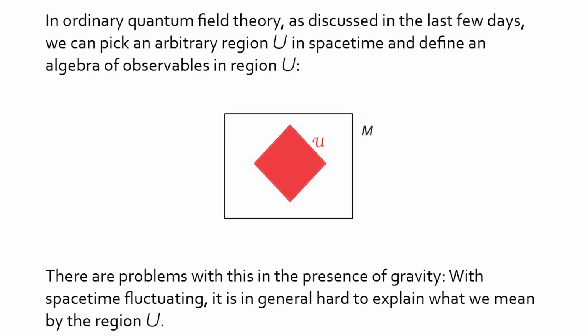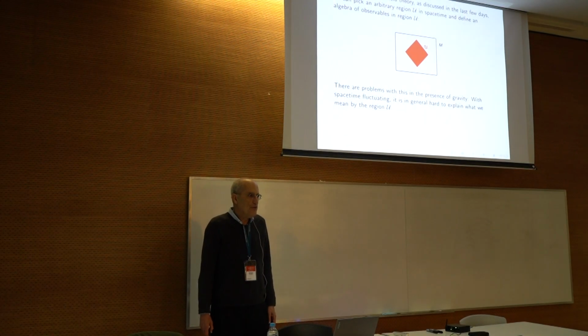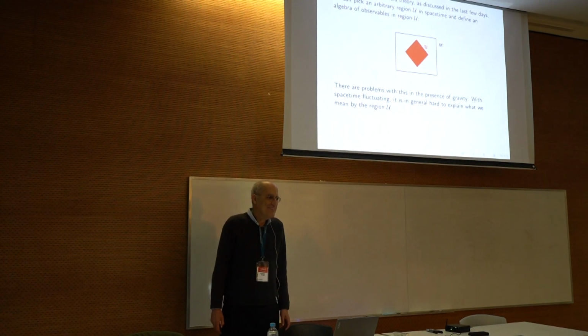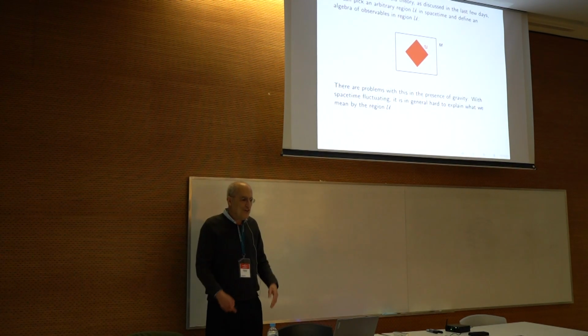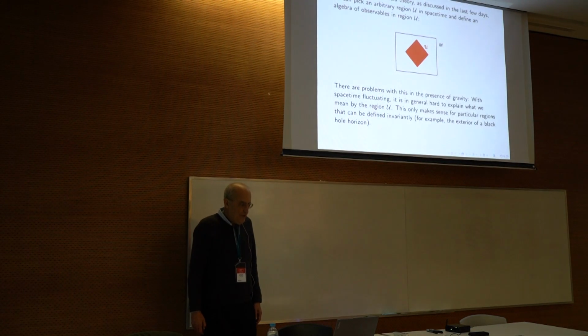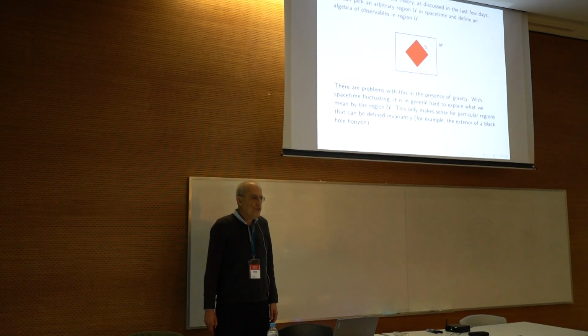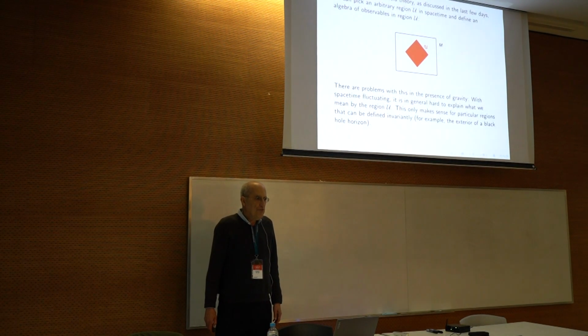Now, there are problems with this in the presence of gravity. First of all, with space-time fluctuating, in general, it's much harder to explain what we mean by the region U in gravity than it is in ordinary quantum field theory. In ordinary quantum field theory, we can literally draw an arbitrary line on the map, or imagine an arbitrary imaginary line in space-time. In gravity, there has to be some invariant meaning. For example, the exterior of a black hole horizon is invariantly defined, but we need to consider something like that in the presence of gravity, not an arbitrary region.